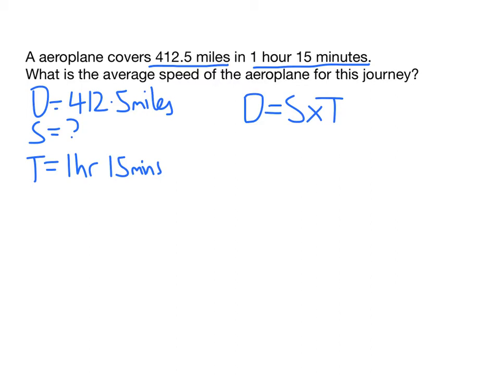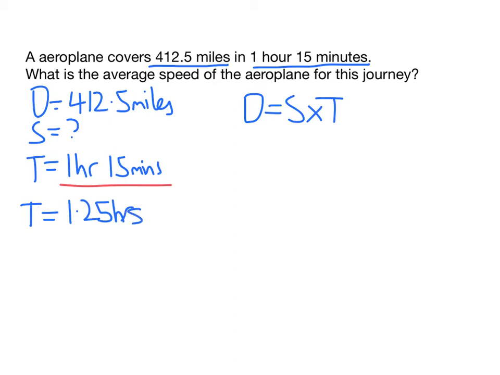Well, before we do anything else, we're going to have to change this time in hours and minutes into decimal hours, because that's the only type we can put into this formula. Well, an hour and 15 minutes. Well, 15 minutes is a quarter of an hour. A quarter as the decimal is 0.25. So 1 hour 15 minutes is 1.25 hours.